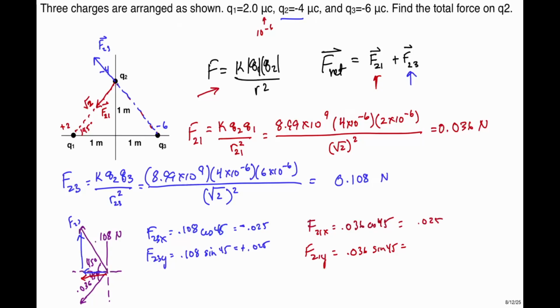0.025 is the answer for F21. What direction is the x component pointing? Negative. What direction is the y component pointing? Also negative.